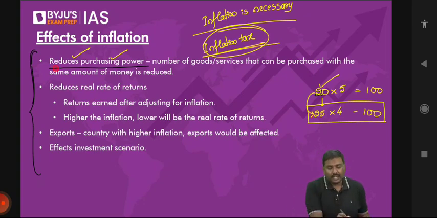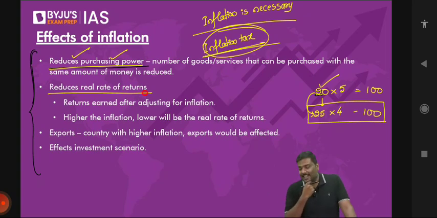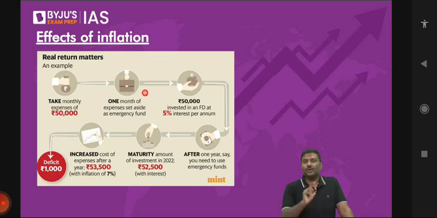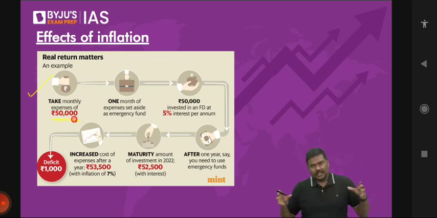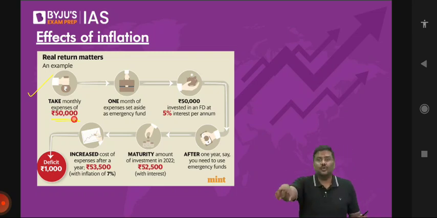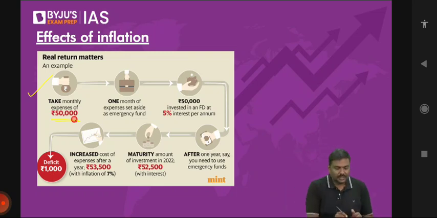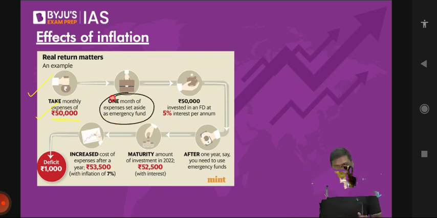Okay, so first one, it will reduce purchasing power. Second one, it will reduce real rate of returns. Follow this very carefully. Now, what is this idea of real rate of returns? Let me show you an example. Imagine, today for every month, you need to spend 50,000 rupees to purchase a certain set of goods and services. That is, to purchase a basket, you need to spend how much money now? 50,000 rupees. So what you'll do, 1 month worth of money, that is 50,000 rupees, you'll simply take it aside or keep it on the side and keep it in the bank.